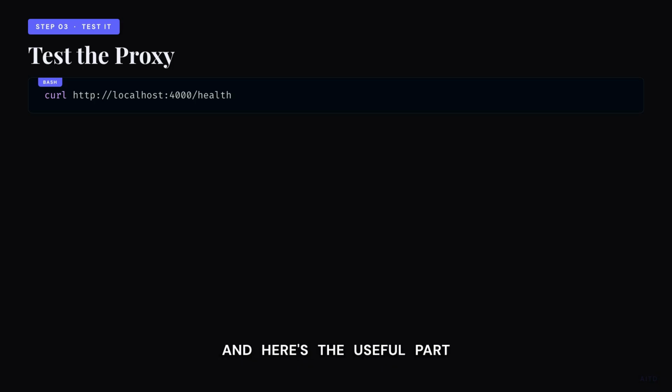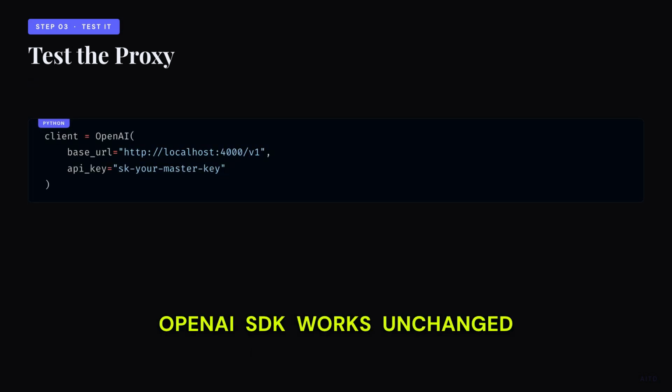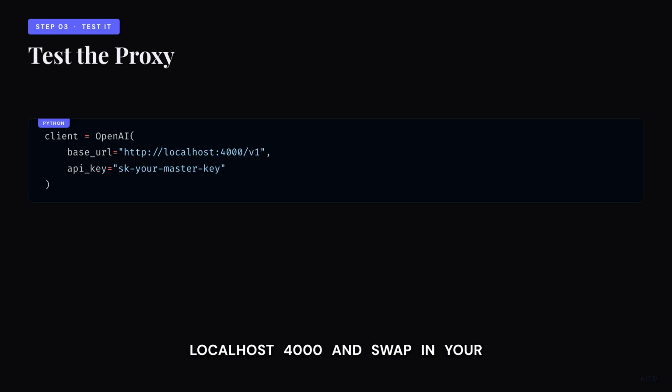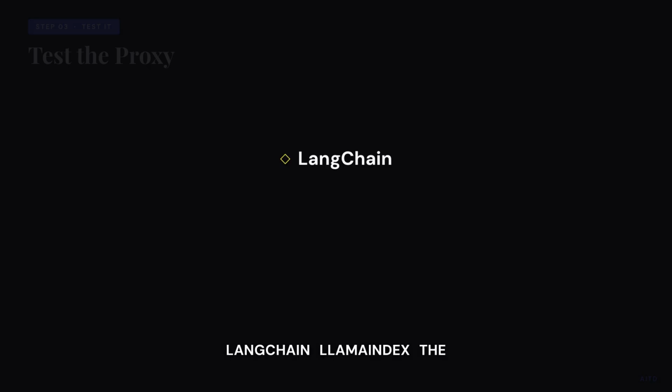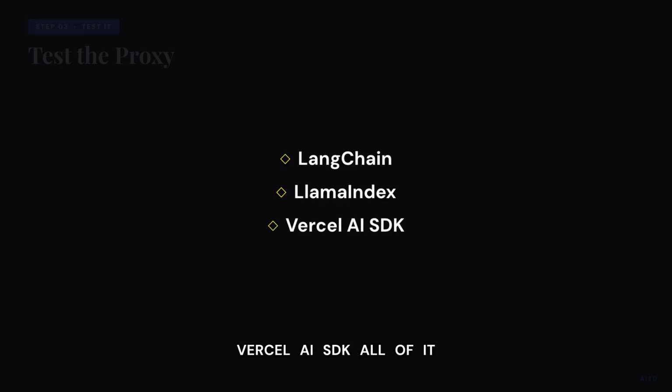And here's the useful part. Any code using the OpenAI SDK works unchanged. Just point the base URL at localhost 4000 and swap in your master key. LangChain, LlamaIndex, the Vercel AI SDK, all of it just works.